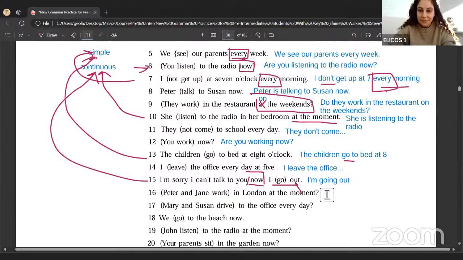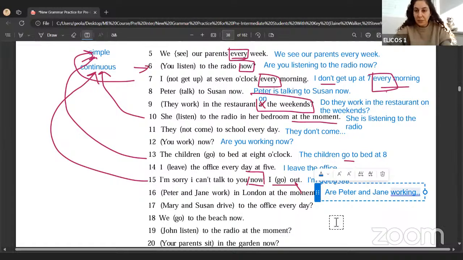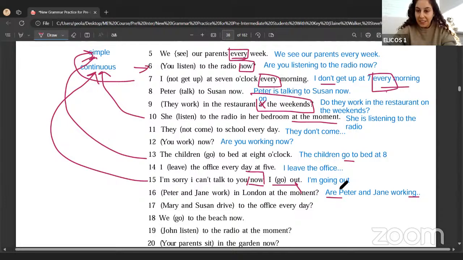16. Are Peter and Jane working in London at the moment? We know it's continuous. It's a question. It's starting with are and then the ing. Good. So are and then the subject. We can see the subject is plural, 2 people. Are Peter and Jane working? At the moment, continuous.